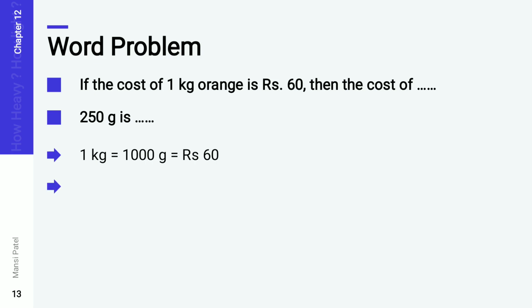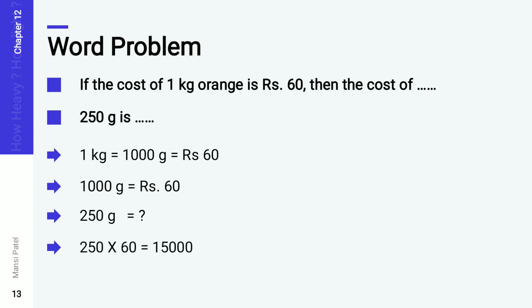And we have to find out the cost for 250 gram. Therefore, we have to write down gram first. 1000 gram is equal to rupees 60. Then 250 gram is equal to question mark. Now for the number which is written in the cross, do the multiplication. So in this question we have to do the multiplication of 250 multiplied by 60. 250 multiplied by 60, that is 15,000. Whenever we are doing the multiplication, at that time one number is remaining, that is 1000.